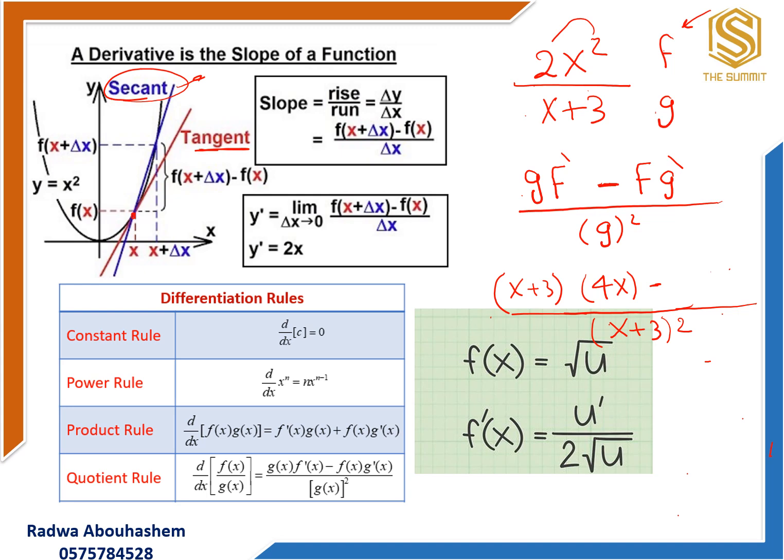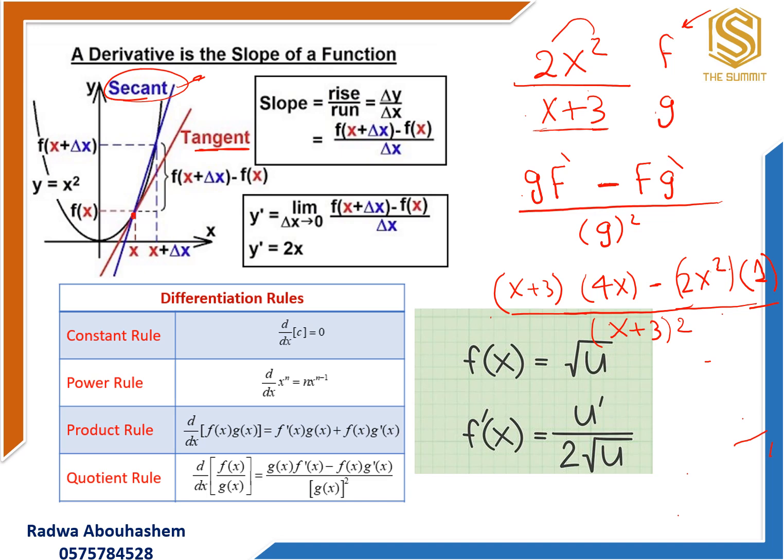Minus the first function, which is 2x power 2, multiplied by the derivative of the second function. What is the derivative of x plus 3? It's just 1. Here is the quotient rule.